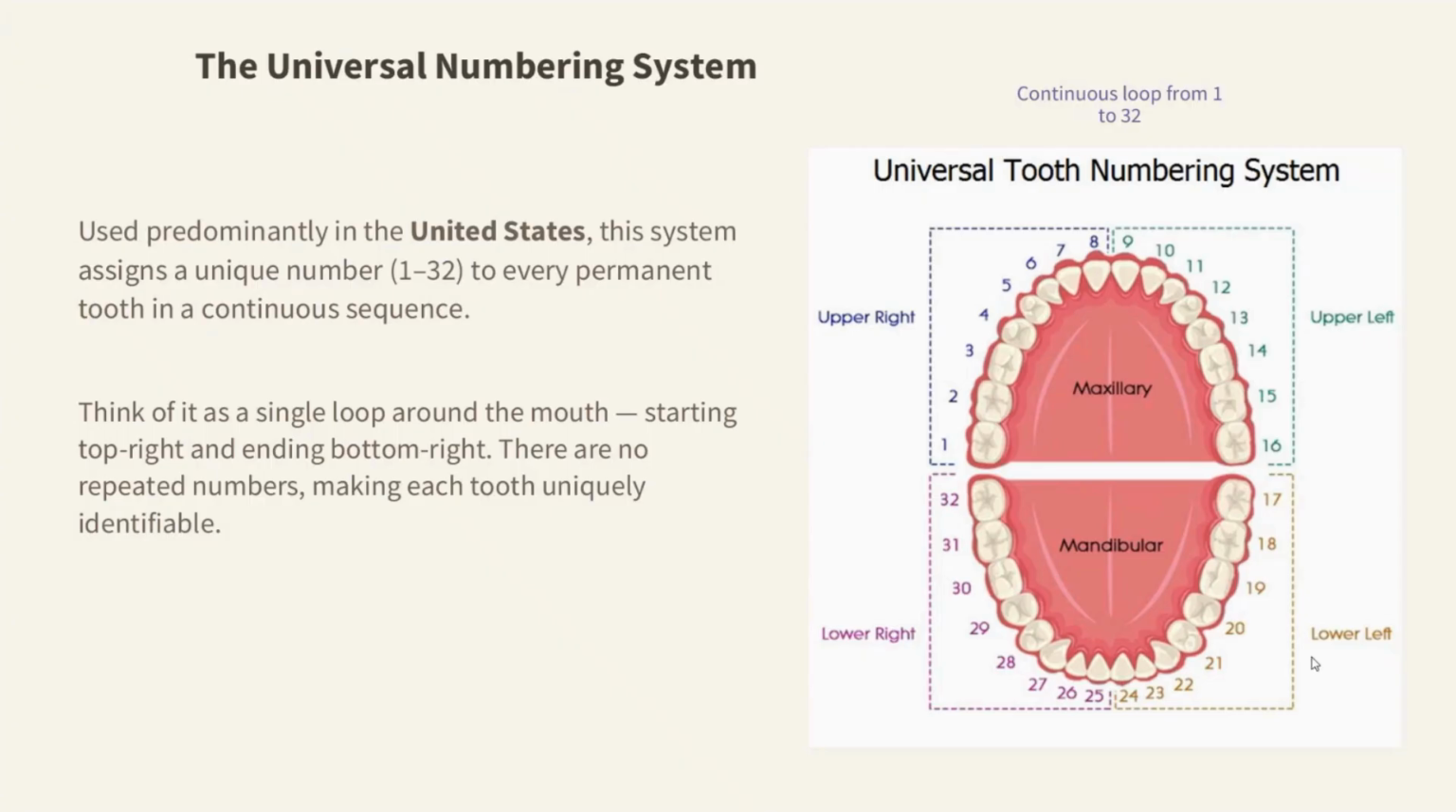So for example, here we have our permanent dentition. The numbering starts from the upper right third molar, which is our tooth number 1. Then we move across the upper arch to the left, reaching tooth number 16.